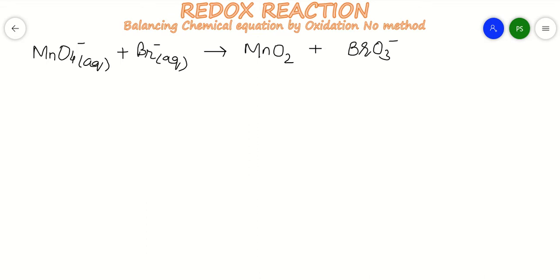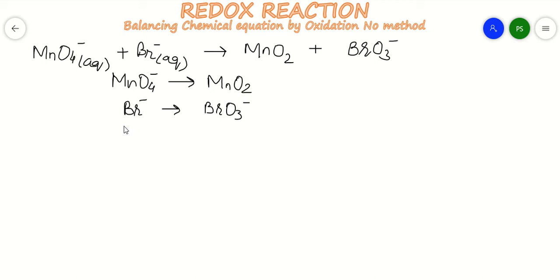So the first step is to divide the given equation into two halves. That means in this equation I am seeing MnO4 minus ion converting into MnO2, and the other half of the reaction would be Br minus converting into BrO3 minus. These are the two half reactions.